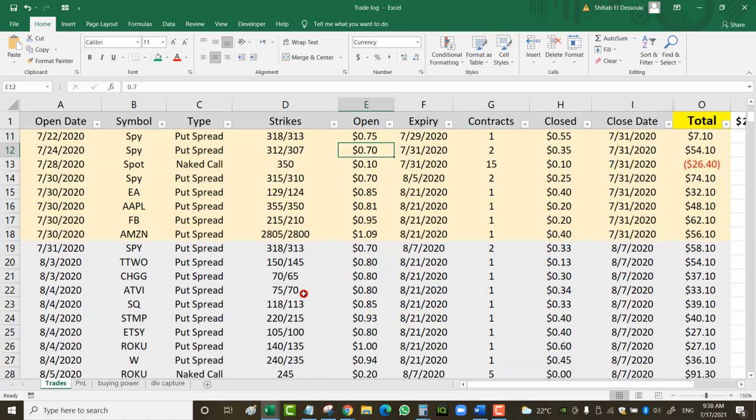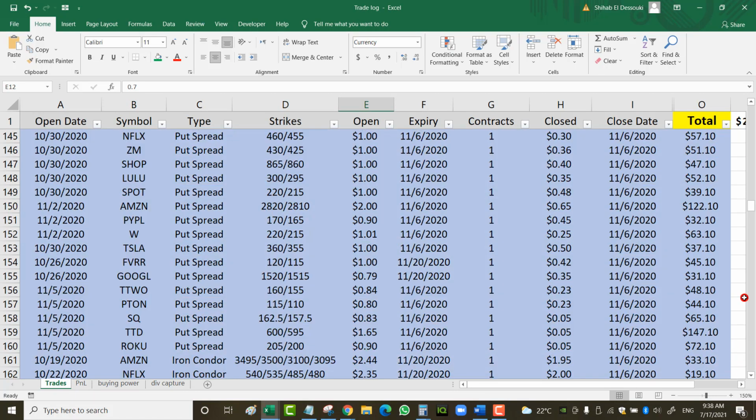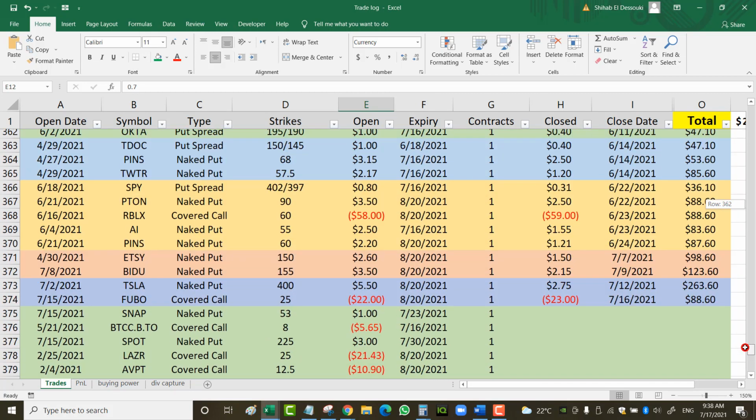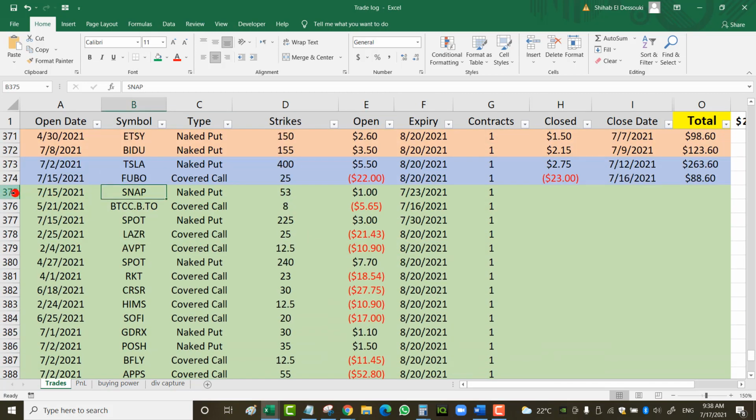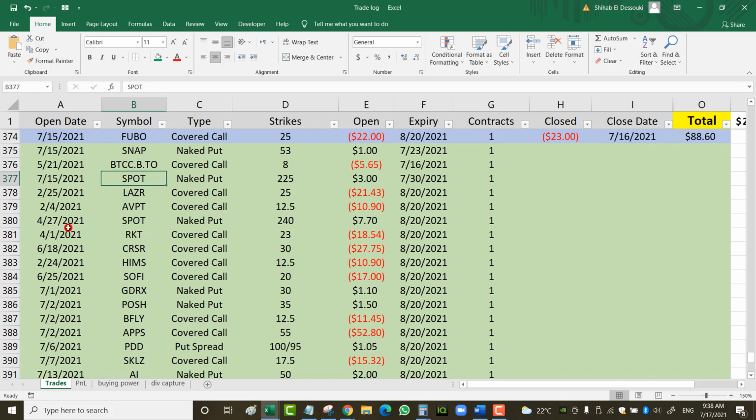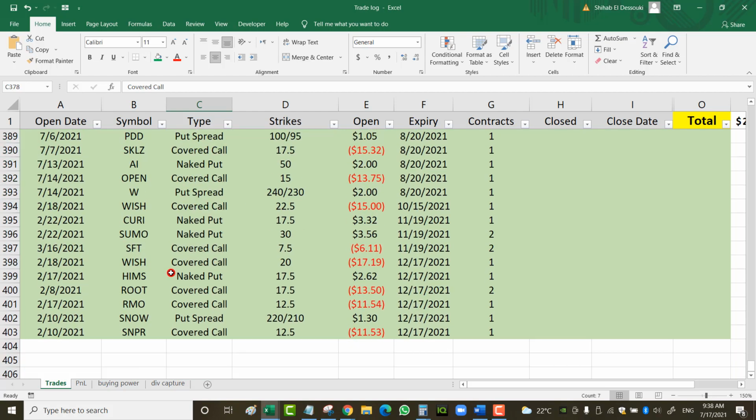For example, I right now still have trades that are open, and these are all my open trades right now. I've got a Snapchat naked put, I've got some Bitcoin ETF, I've got a Spotify naked put here, I've got a bunch of covered calls. So these trades are still open. Some are doing good, some are doing pretty bad.